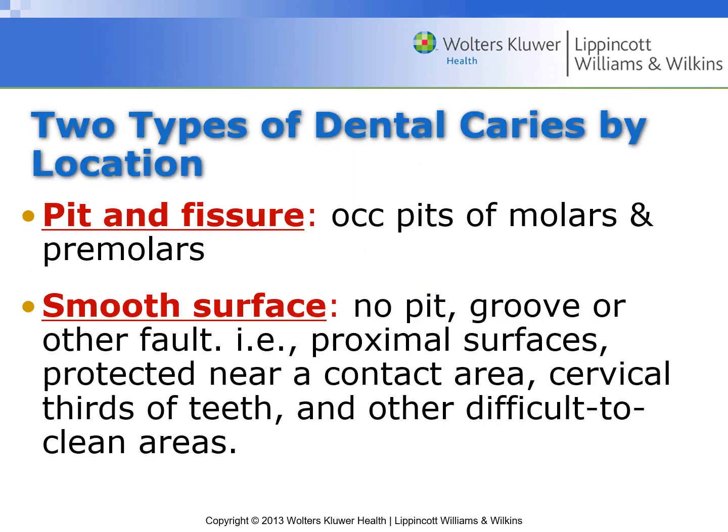So there's several types of dental caries, but these dental caries are by location. I would know this. It's pit and fissure, which is one type, and then the smooth surface. The pit and fissure obviously has to be over molars and premolars on the occlusal surface. And a smooth surface is proximal surfaces protected near contact area, cervical thirds of teeth, and other difficult to clean areas. So it could be these smooth surfaces, just on the buccal side, that just get decay.